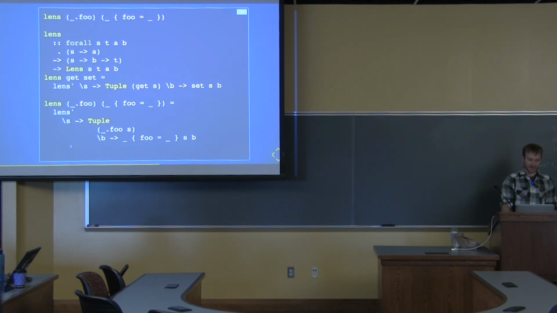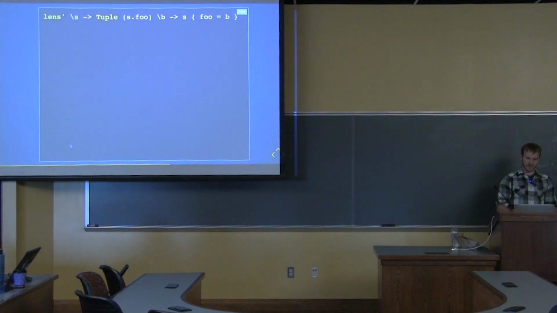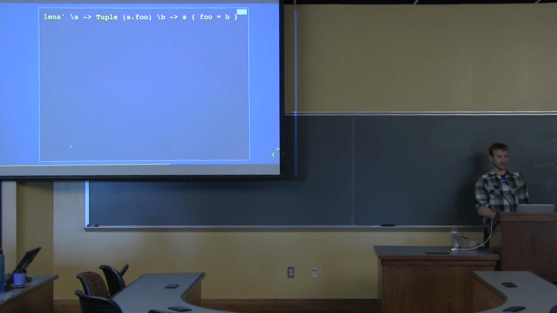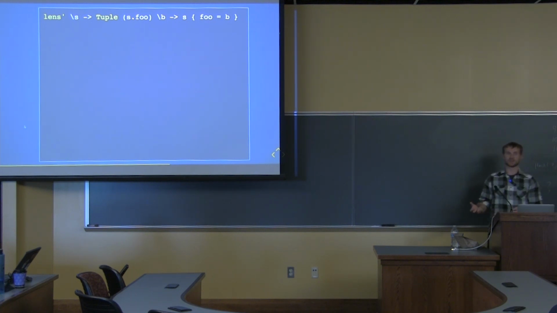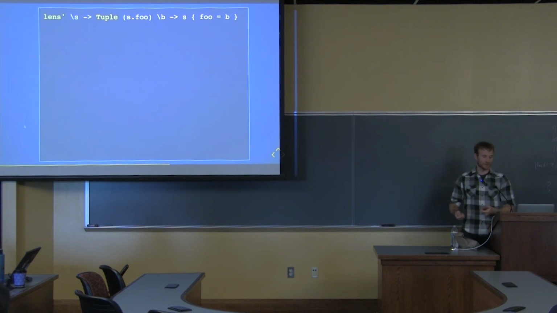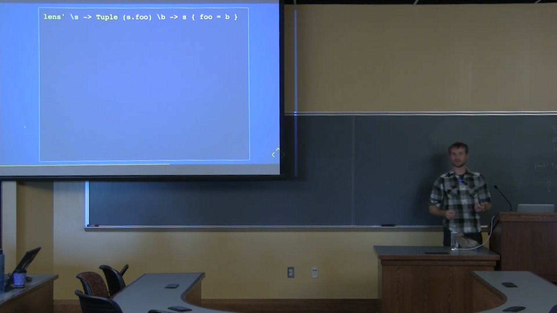We can rewrite this to be this, which is a little bit clearer, I think. So what's happening is we're calling lens prime, and we're passing it this function that's going to take an S, and it's going to return us a tuple where the first element is just s.foo, and the second element is this set function that is still awaiting some value, and then it's going to update the foo label on the record S.